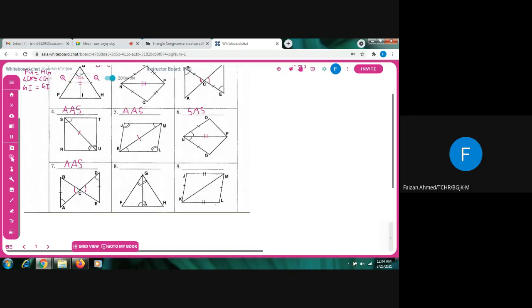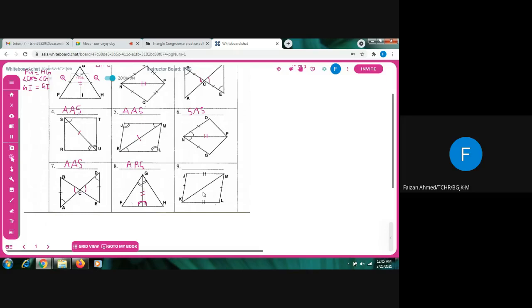Question number 8. In question number 8 we have a right angle triangle. This is our right angle triangle, and this right angle is equal and these two angles are also equal, so we have two equal angles and this is a common side again. So we can say that two angles and one side means again we have the same case, angle side, because two angles are equal and one side is also equal.